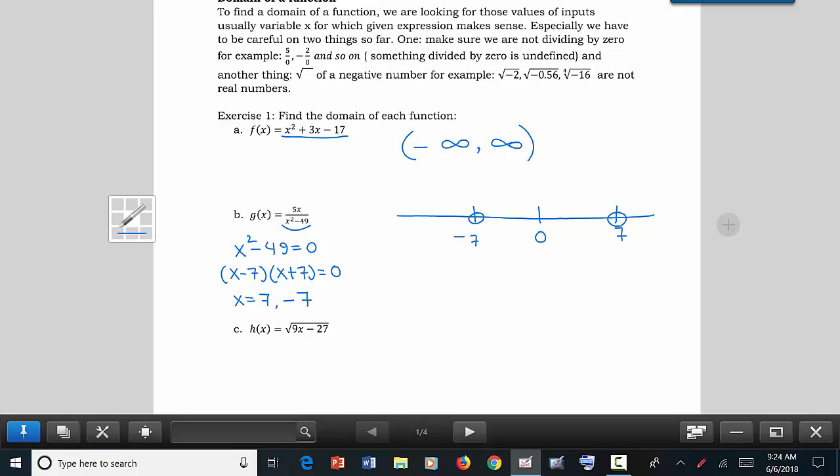So we do have three pieces. The first piece we can write is negative infinity all the way to negative 7, not included, open parenthesis, union. For the middle piece, starting at negative 7 but not included, all the way to 7, not included. And for the last piece, starting at 7 but not included, all the way to infinity.